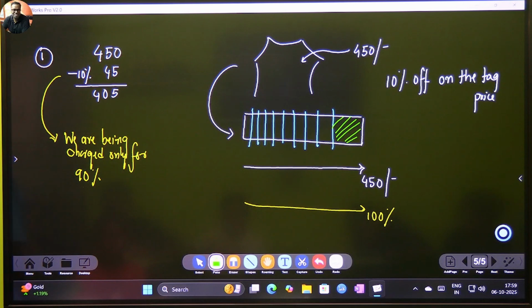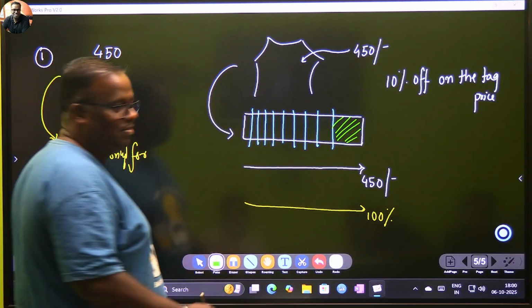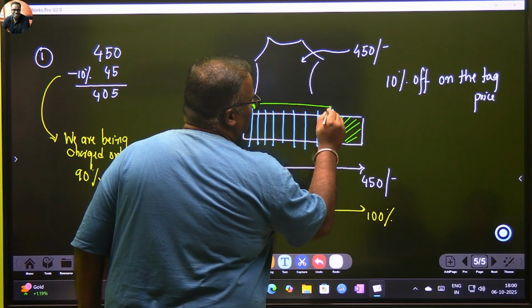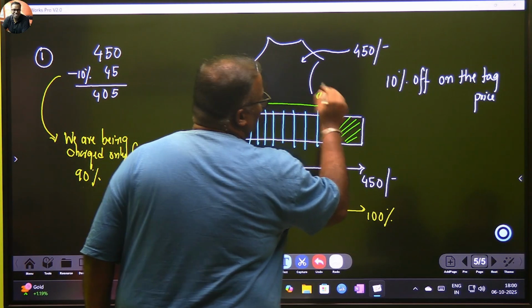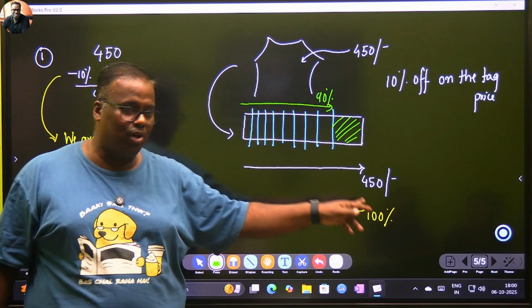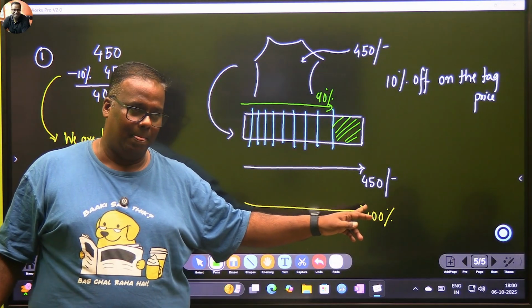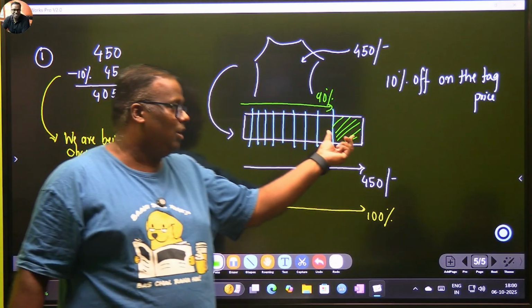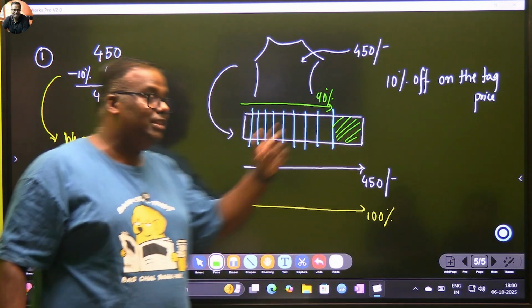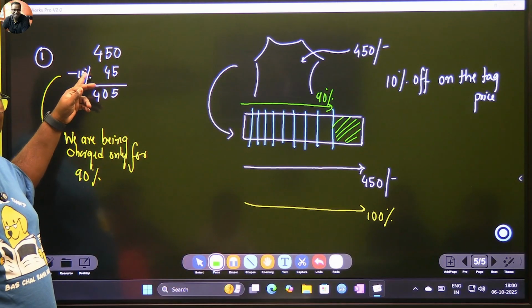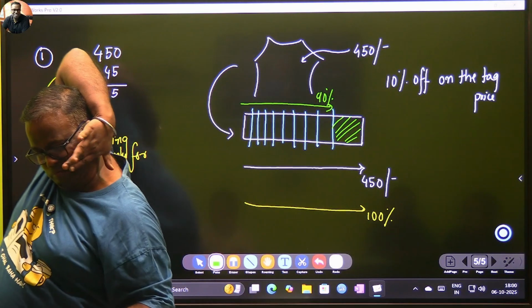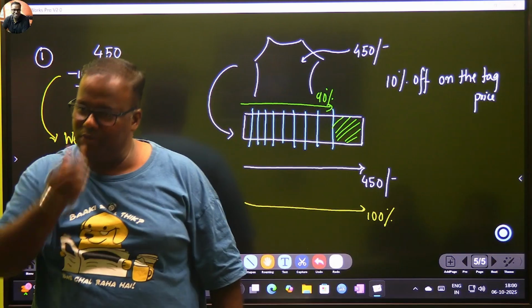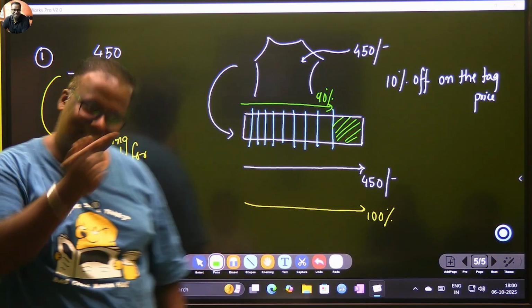Did you get it? How much do you have to pay? You have to pay the entire 90% of the price. 90% of what? 450. The way we calculated here was, we calculated how much this is, and then we deducted it from here. But we can approach it like this also. Let's do it like this.